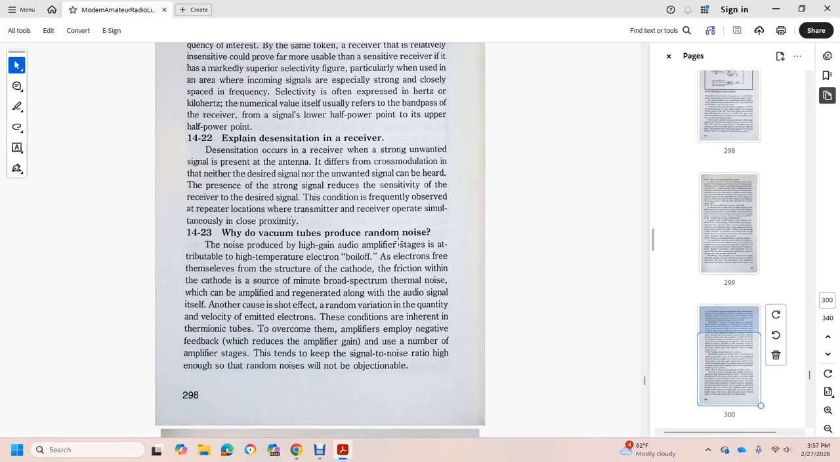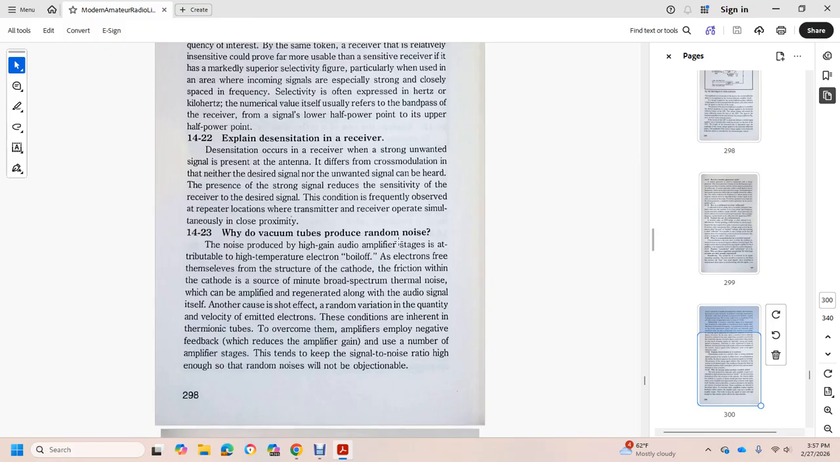Explain the desensitization of the receiver. In the desensitization curve of the receiver, a strong unwanted signal is present. It differs from cross-modulation in that the modulation of the unwanted signal cannot be heard, but the presence of the strong signal reduces the sensitivity of the receiver to the desired signal. The effect is observed with the repeater, or the location of the transmitter and receiver operating simultaneously in close proximity.